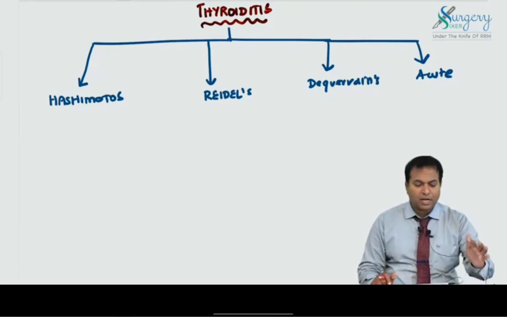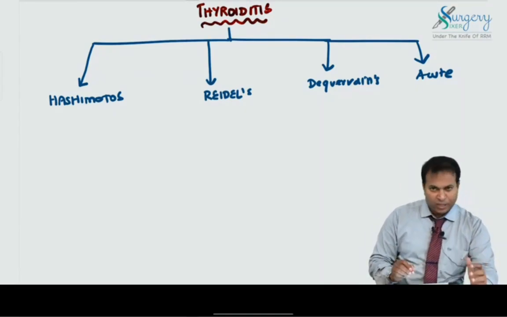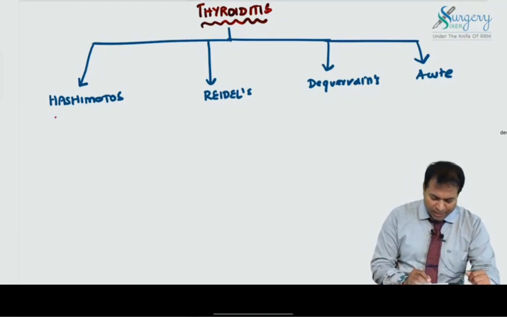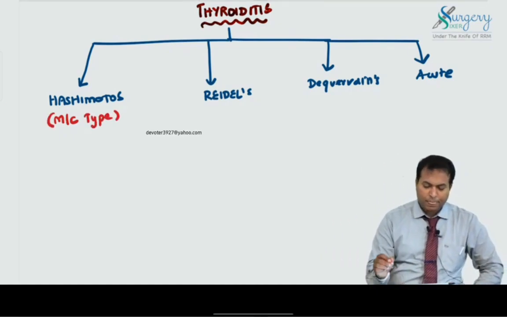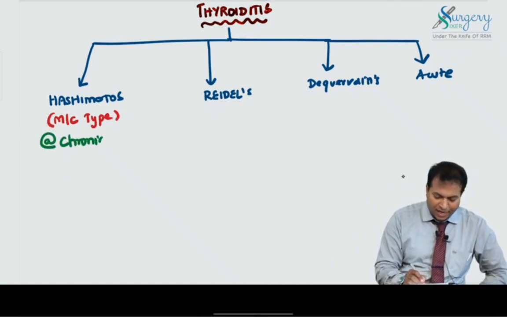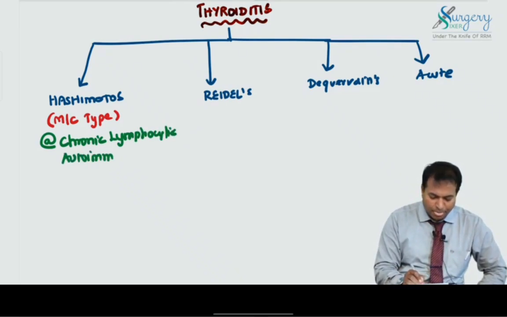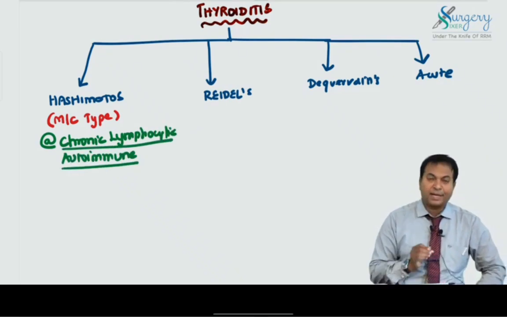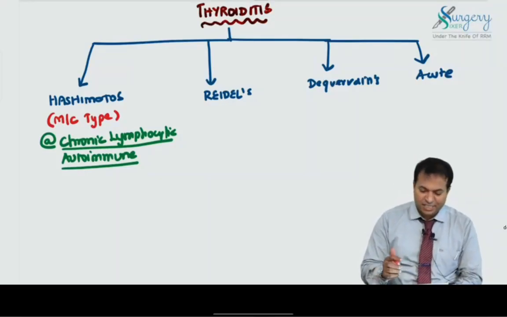Thyroiditis is an acute or chronic inflammation of the thyroid gland. Hashimoto's is the most common type of thyroiditis. It is also known as chronic lymphocytic thyroiditis, or autoimmune thyroiditis. It follows an autoimmune process.